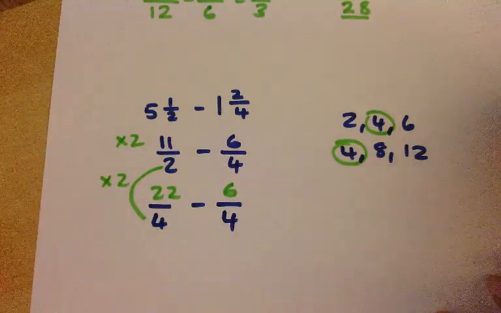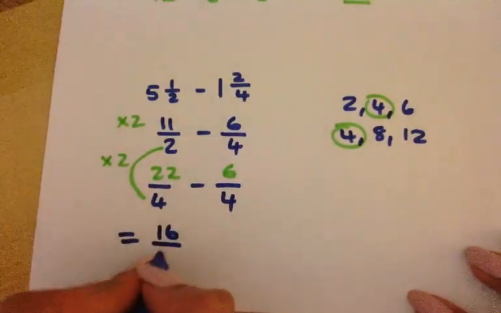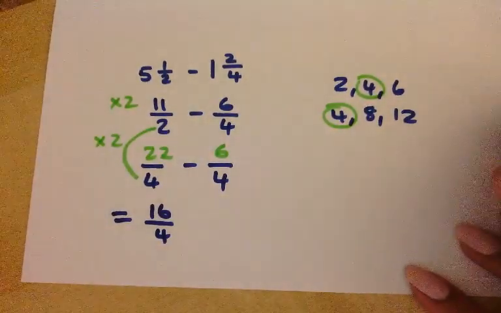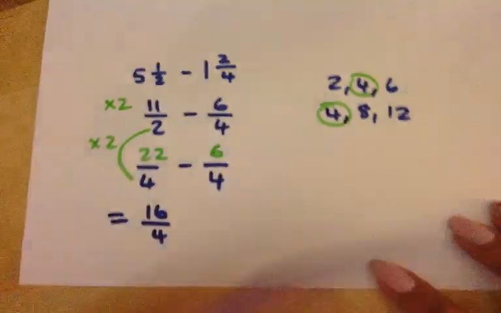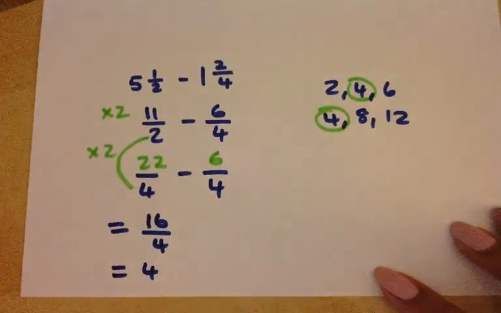And then I can subtract the numerators, so that's going to be 16 over 4. And actually this calculation can be done and the answer will be whole, so 16 divided by 4 is 4. And sometimes your answers may be whole numbers too. So that's that one.